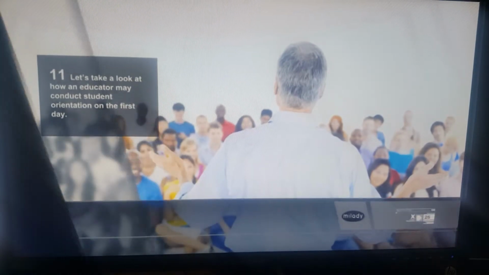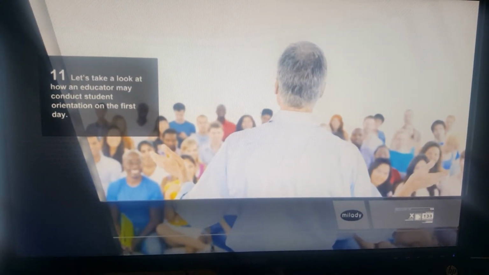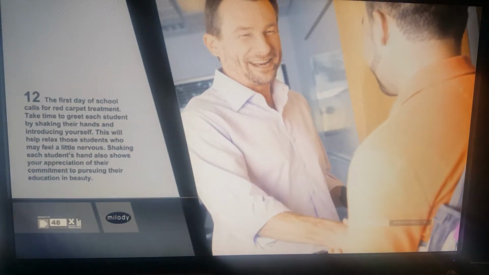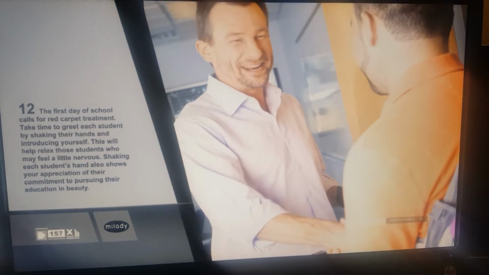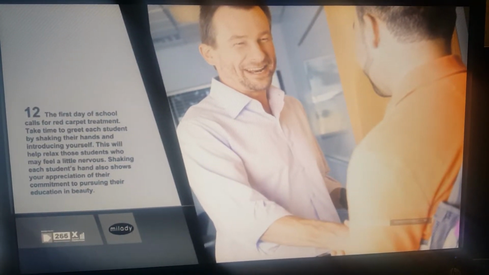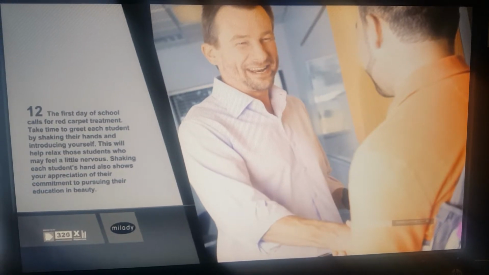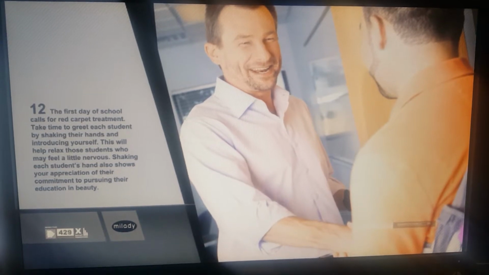Let's take a look at how an educator may conduct student orientation on the first day. The first day of school calls for red carpet treatment. Take time to greet each student by shaking their hands and introducing yourself. This will help relax those students who may feel a little nervous. Shaking each student's hand also shows your appreciation of their commitment to pursuing their education in beauty.